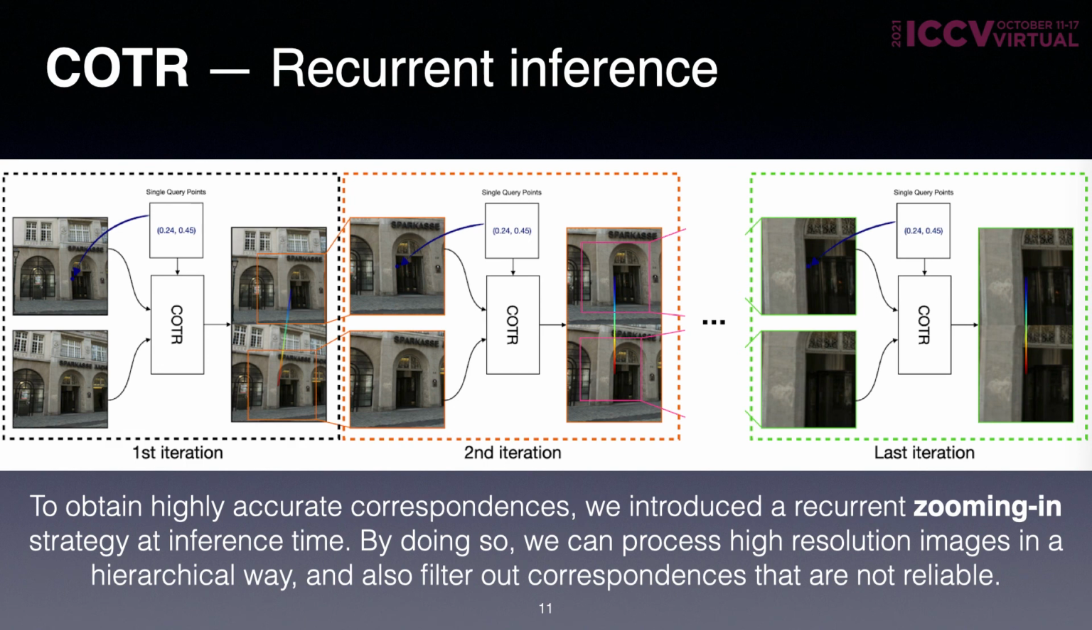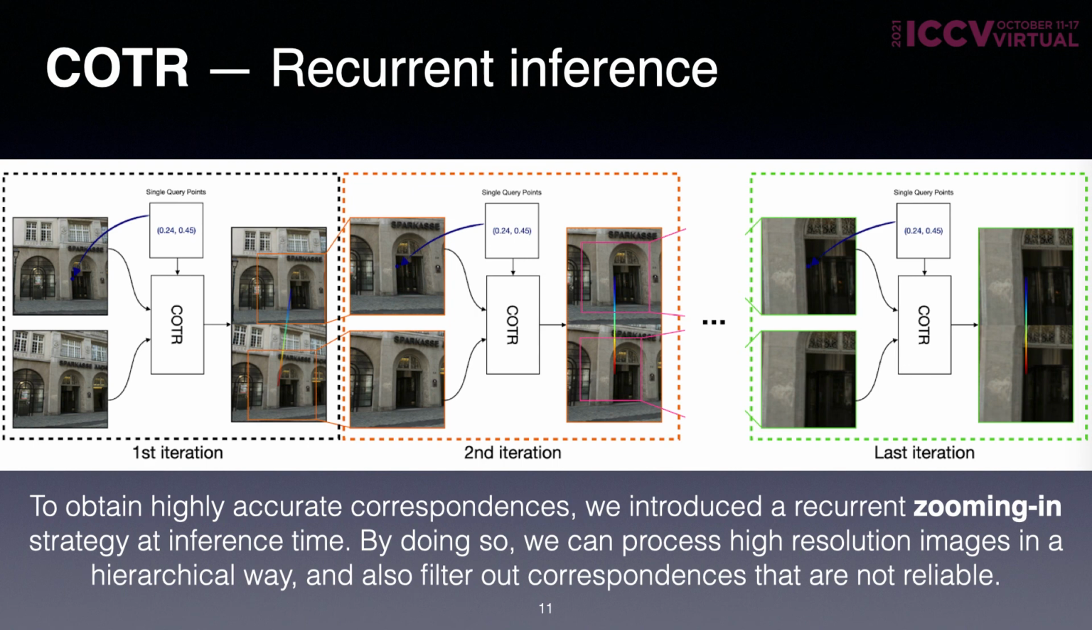Notice that the input to the CNN is always at a fixed size in our implementation, and it will limit the spatial accuracy we can get. To obtain highly accurate correspondences, we introduce a recurrent zooming in strategy at inference time.